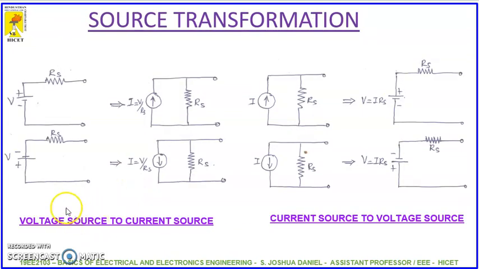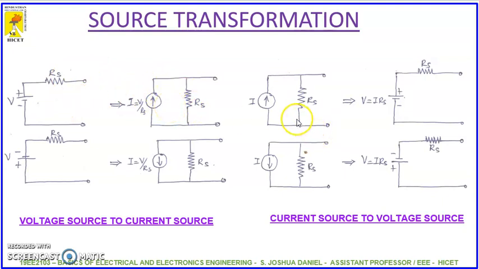So coming to source transformation, how do we convert a voltage source to a current source? We know Ohm's law, V is equal to IR. Here we know the values of voltage V and RS. So we can find out the current source, that is I is equal to V divided by RS. The value of RS is transferred here. So this is how we convert a voltage source to a current source.